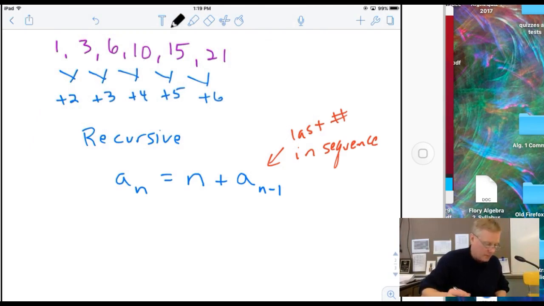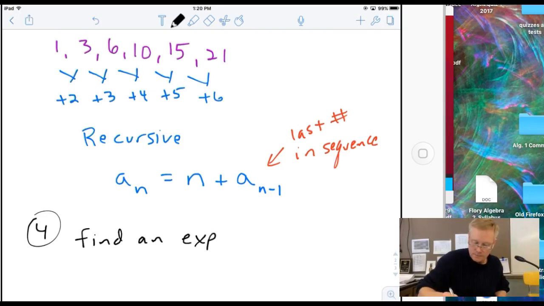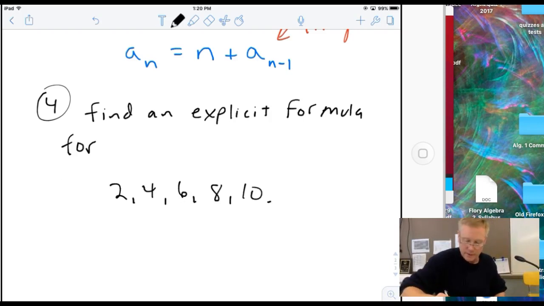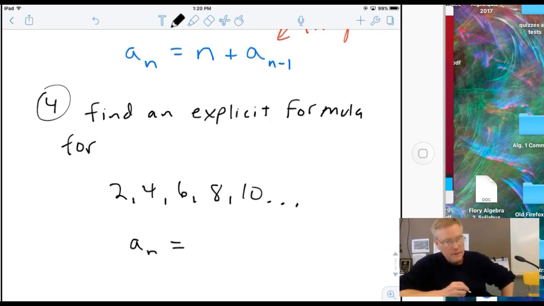So back to the next one. Number 4. Find an explicit formula for... And I'll give you the pattern. It's 2, 4, 6, 8, 10, and dot, dot, dot, which means it keeps going on and on and on. All right, so a of n equals what?